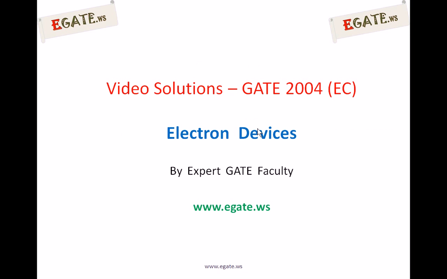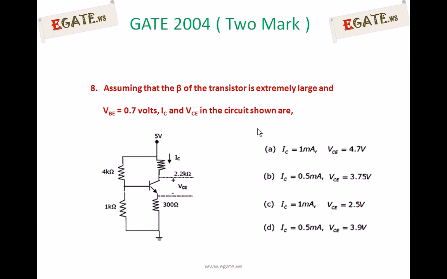Hello, we are discussing the GATE 2004 ECE paper, and the topic we are discussing is electron devices. This is the 8th 2-mark question that came in GATE 2004. Assuming that the beta of the transistor is extremely large and VBE is 0.7 volts, then IC and VCE in the circuit shown are.